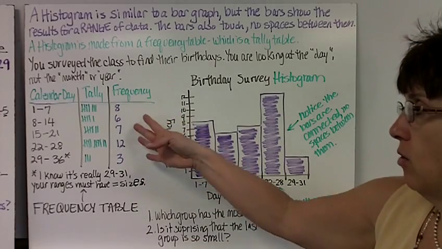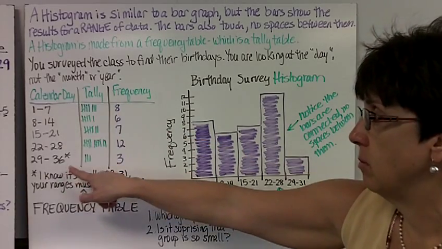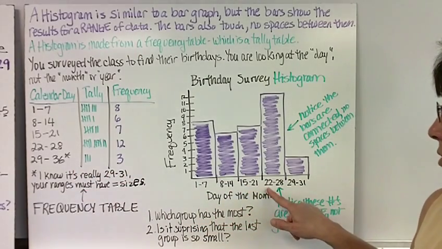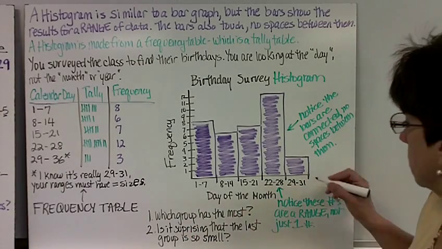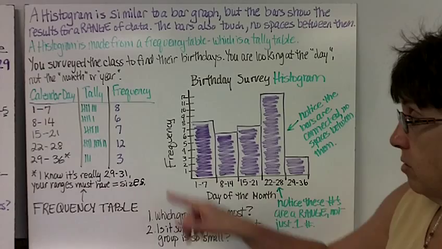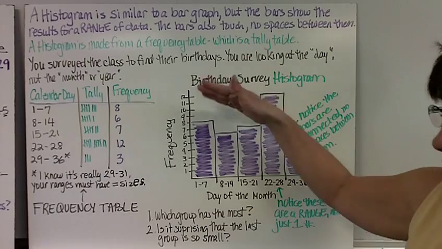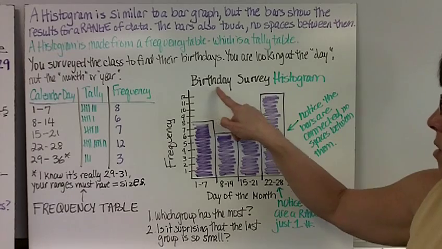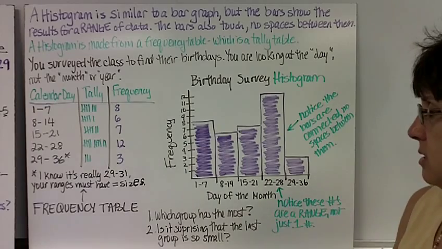Okay, so now from my frequency table, I can make a histogram. So I put my categories along the bottom, my ranges, so 1 through 7, 8 through 14, 15 through 21, 22 through 28, 29 through 31. Oops, that should have been 36, huh? I was thinking birthdays. And then I put the number, the frequency, going up the side. So since my biggest number is 12, I have to have at least that many, okay? So 1, 2, 3, 4, 5, 6, 7, 8, 9, 10, 11, 12. Here's my title, Birthday Survey Histogram. And this is the description, what it is down on the bottom, and frequency on the side.